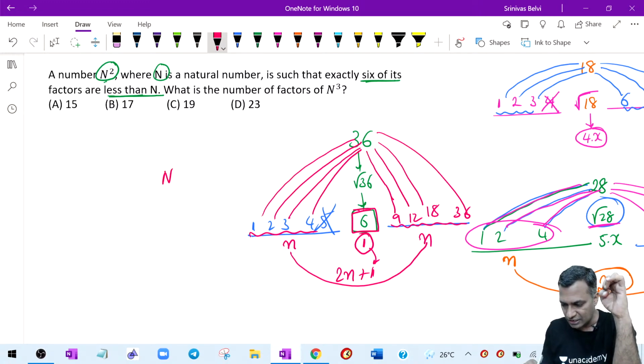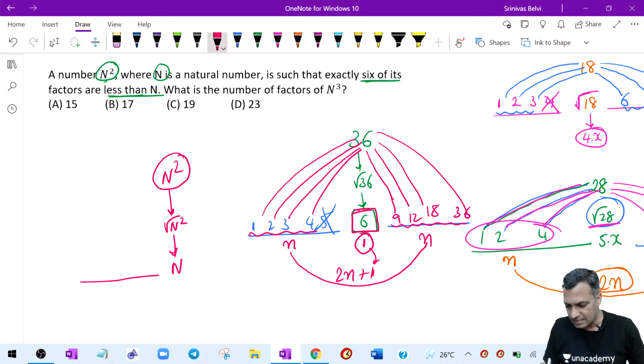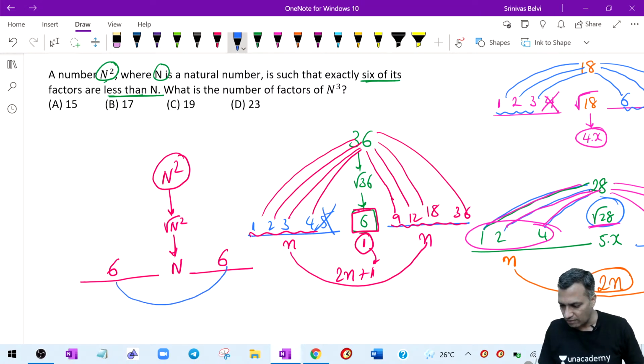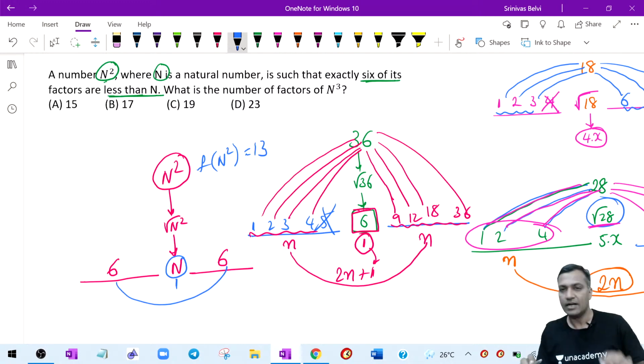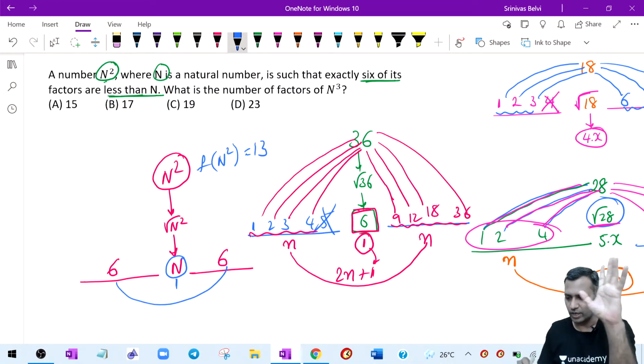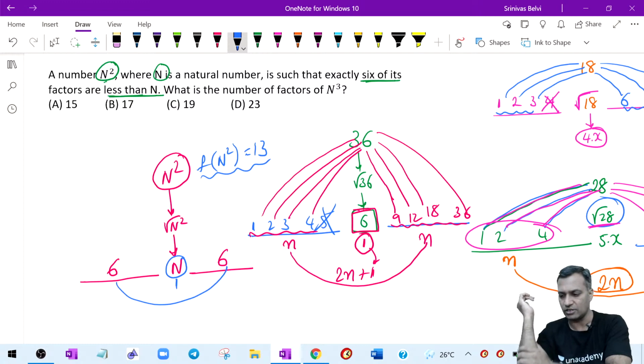There is an n square. This is the number. My number is n square. Take the root of n square. When you take the root of n square, it becomes n. The author is now saying that 6 factors are less than n, which implies 6 factors will be more than n. 6 plus 6 is 12, and the root also qualifies as another factor, and hence the number of factors of n square is equal to 13. Guys, give me a quick confirmation at this stage that you understood so far. Is it clear that the number of factors of n square is 13?